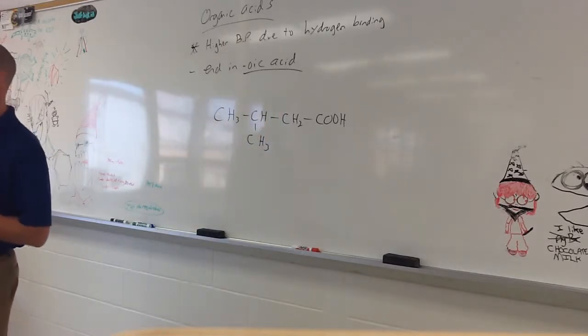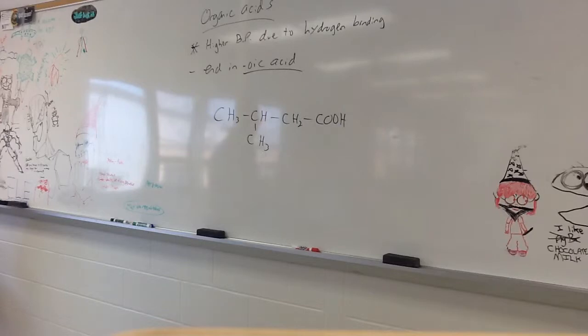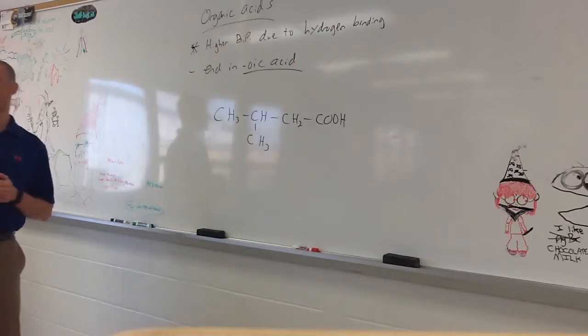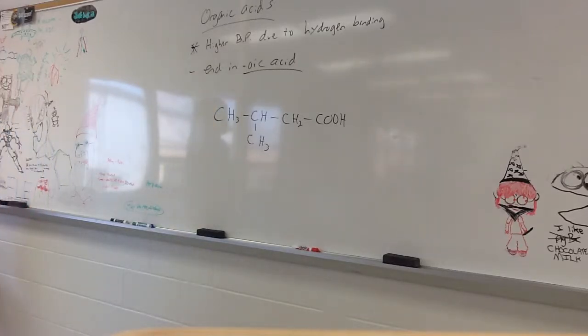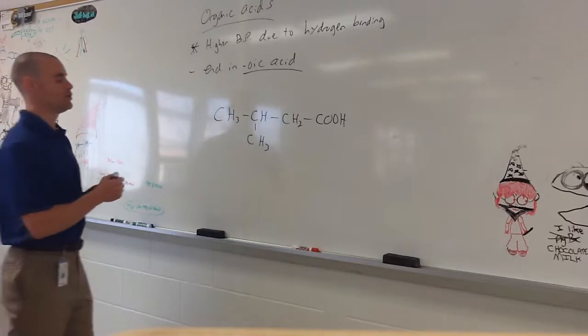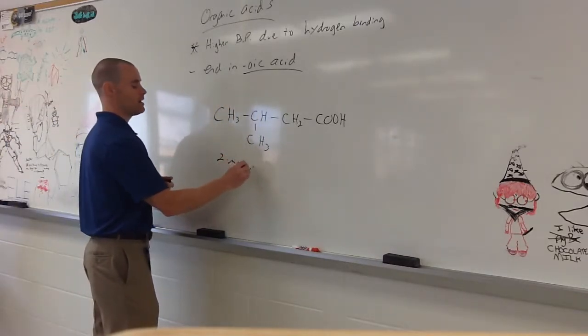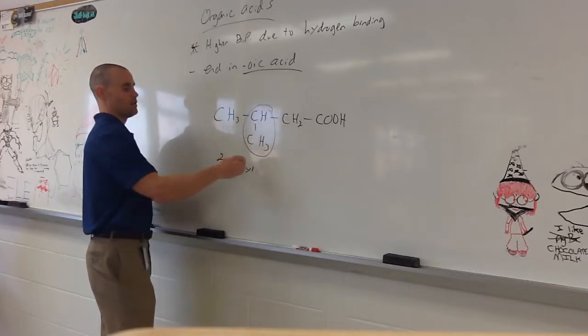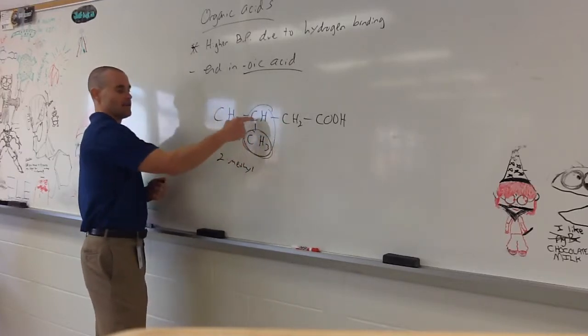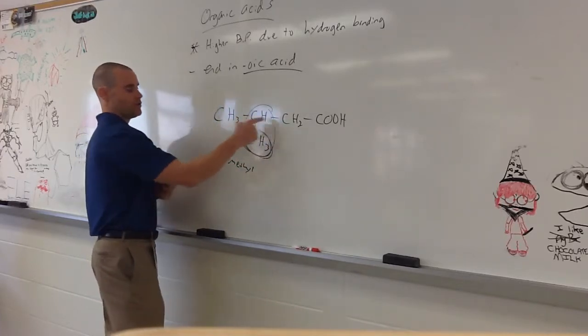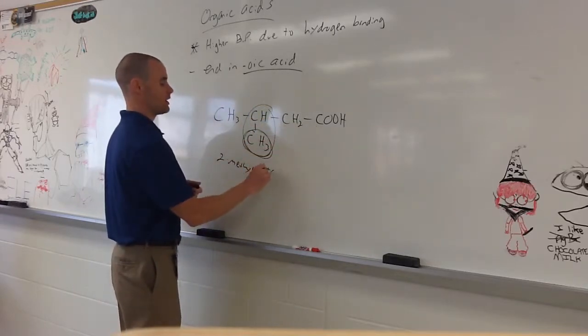I forgot about the chain part. That makes sense. Alright, Abby, you're the one. Good job. 2-methyl-butanoic acid. Why 2-methyl? Because here's your methyl group right here. It's on the second carbon. 2-methyl, 1, 2, 3, 4, butanoic acid.